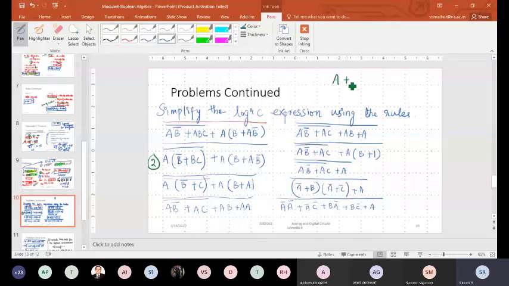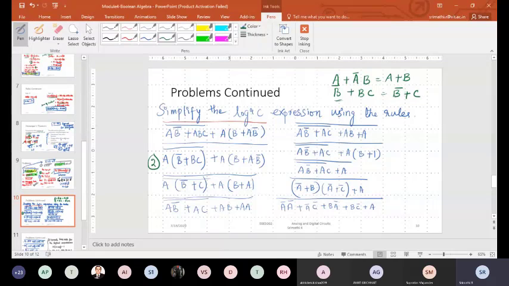The rule: A bar B can be written as A + B. If a variable and its complement are appearing, I can write it as A + B. Similarly, here it is B bar + BC, B and its complement B bar are given. So what I have to write? It is B bar + C.